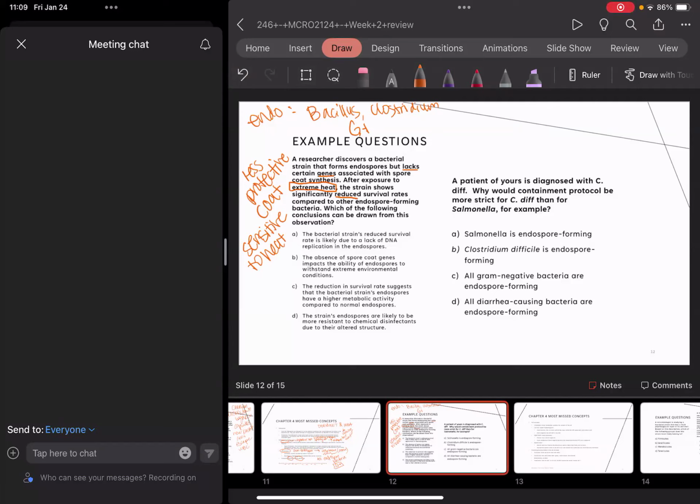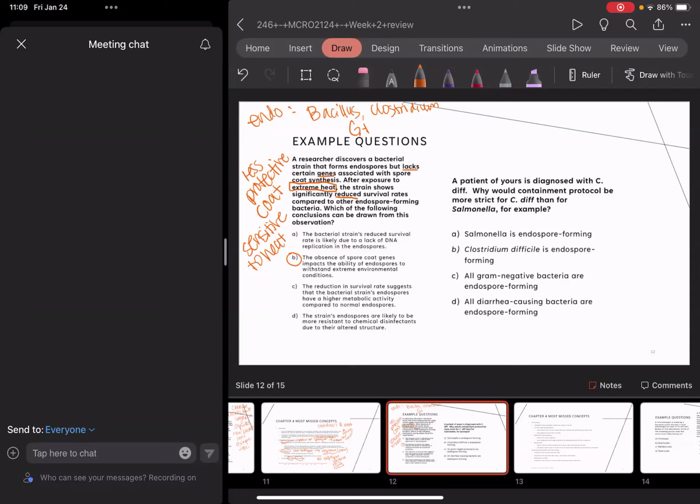What conclusions can we draw from this observation? Is this strain due to a lack of DNA replication in the endospores? Okay, is it not surviving as well because of its DNA replicating? Is it because the spore coat impacts its ability to withstand environmental conditions? I mean, that's pretty much what it's telling us in the question, right? So this is probably our answer. I want to read through our other choices though, because that's the problem that y'all have, right? Not maybe you guys specifically, but we know that many students have this issue. Please read all of your choices before you finalize your choice.